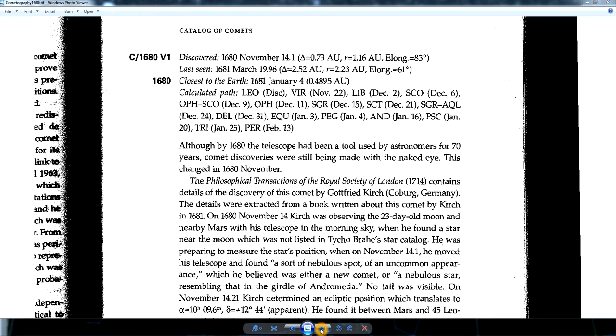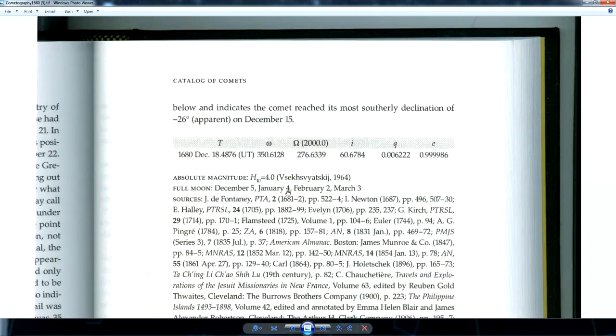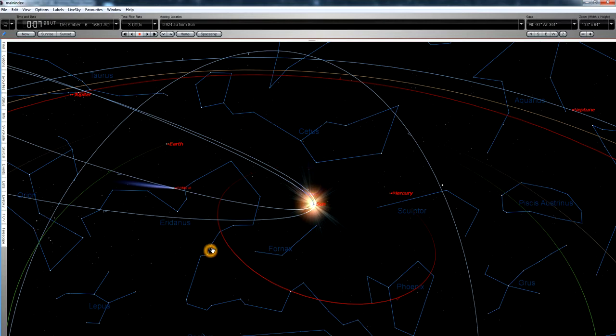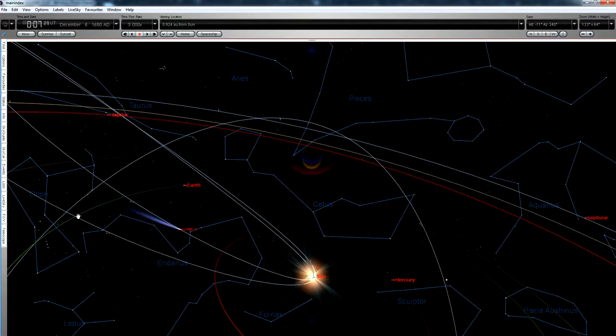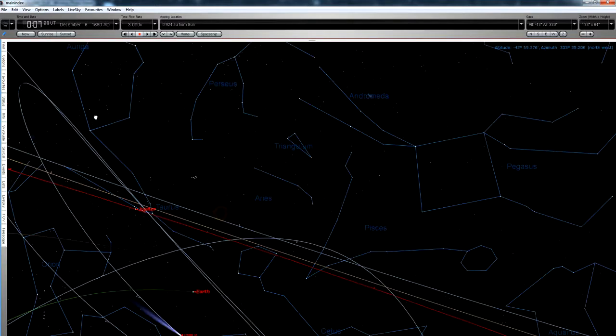So I've loaded up the orbital elements from the Great Comet of 1680, which I pulled out of Cometography. You can see the orbital elements right there. I've put them into Starry Night Pro, and you can see the Great Comet of 1680 here approaching the Sun. And ISON's orbit is displayed right next to it. You see this other blue line here, and that's ISON's orbit. And as you can see, they're pretty similar.